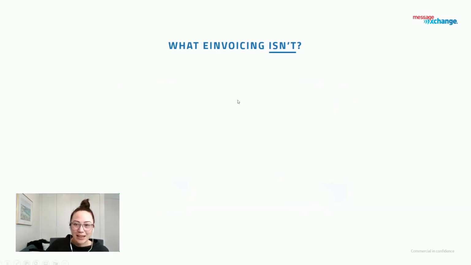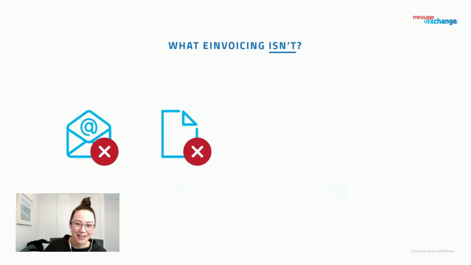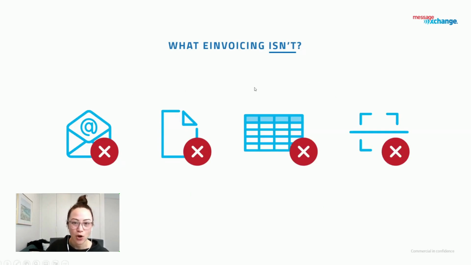So I've sort of explained what eInvoicing is, but let me explain what it isn't, because there is still a little bit of confusion about what it is and isn't. So it's not an email. An email, yes, it's electronic, but it's not an e-invoice. It's not a PDF. Again, a PDF is an electronic document, but it's not machine readable data like an e-invoice is. It's not a spreadsheet or a CSV, and it's not scanning. Some companies use OCR scanning today. That is definitely not e-invoicing.